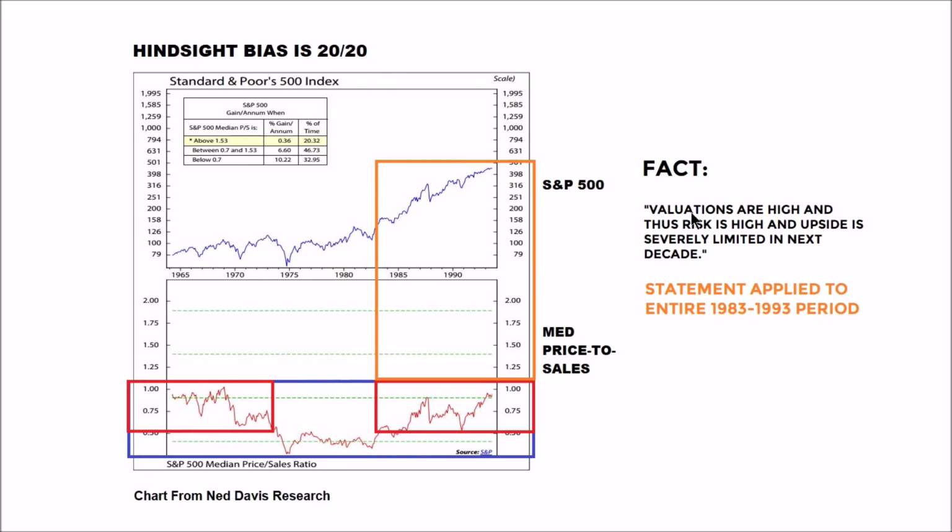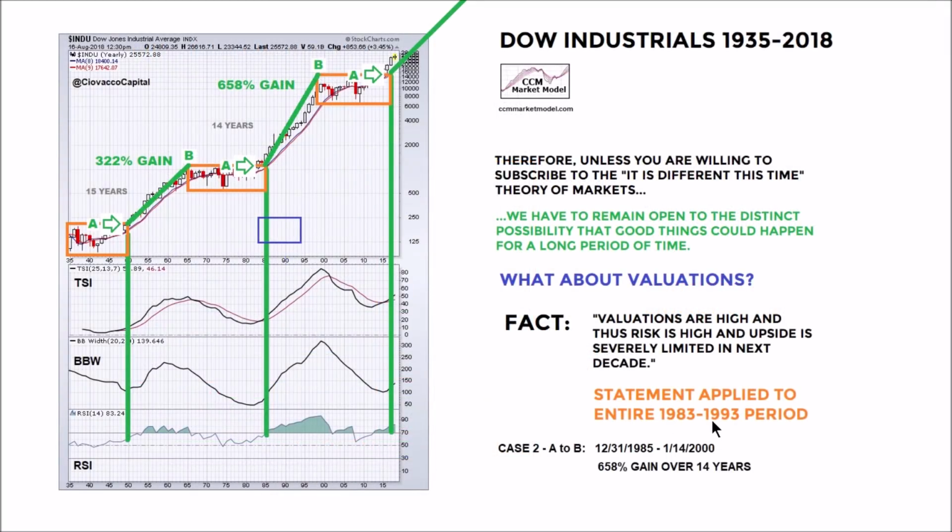Now notice, we could have made that statement between 1983 and 1993. Where does that period show up on our annual Dow chart? The answer is right here, which is very, very similar to the present day. Even with all of these positive technicals and positive breakouts, bullish moving average crossovers, TSI cross, Bollinger Bandwidth turning up, and RSI recapturing 70 for the first time in a long time. Right here, we could have been skeptical and we could have said valuations are high and thus risk is high and upside is severely limited in the next decade.